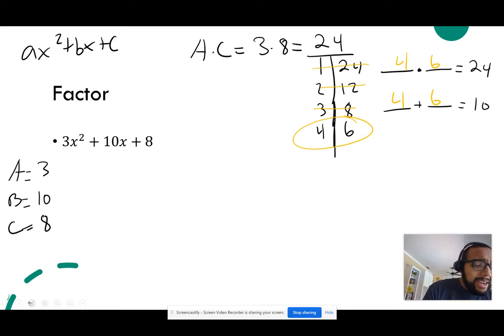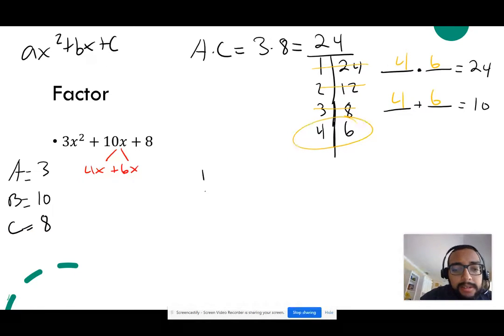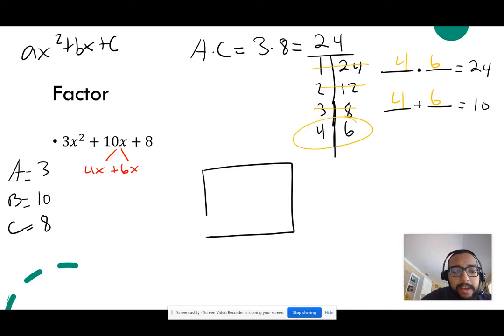Okay, why did I do this again? Well, I did that because I can now break up that 10x and say 4x plus 6x. And this leads me to start my box. That's a pretty good box. Okay, so first term was 3x squared.